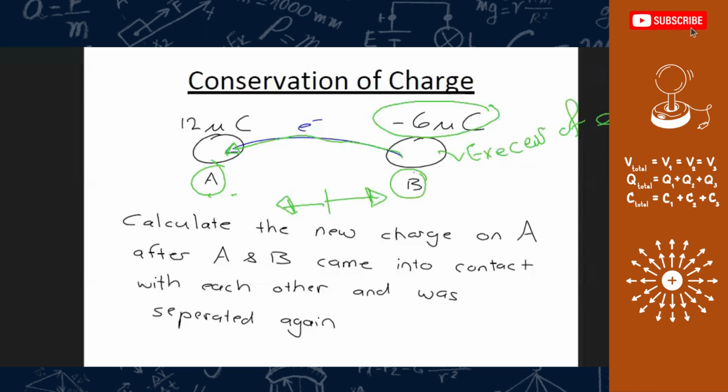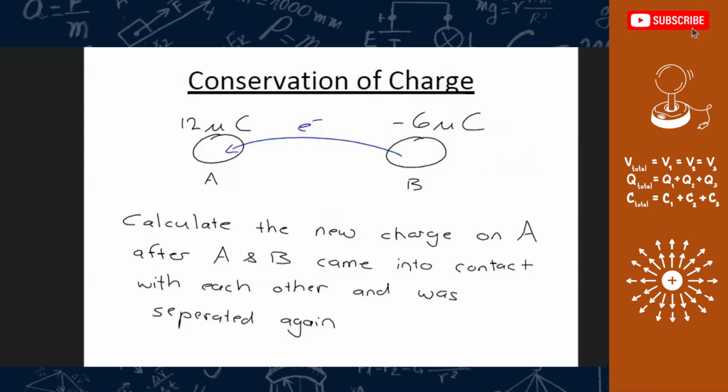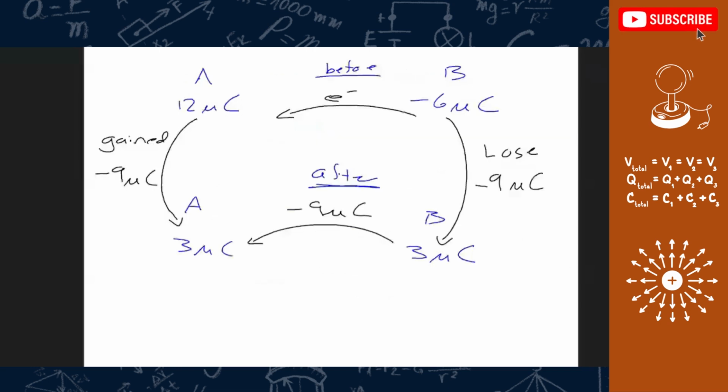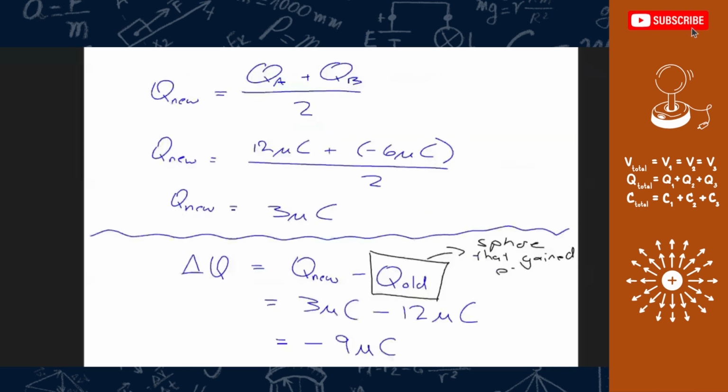The question wants us to calculate the new charge on object A after A and B come into contact. After they come into contact, they separate once the charges are equal to each other, because like charges are going to repel. So before we get into that, let's see how we calculate the new charge on object A and object B. We say the charge of A plus the charge of B, divided by 2, and we will see that overall the new charge would be 3 microcoulombs.